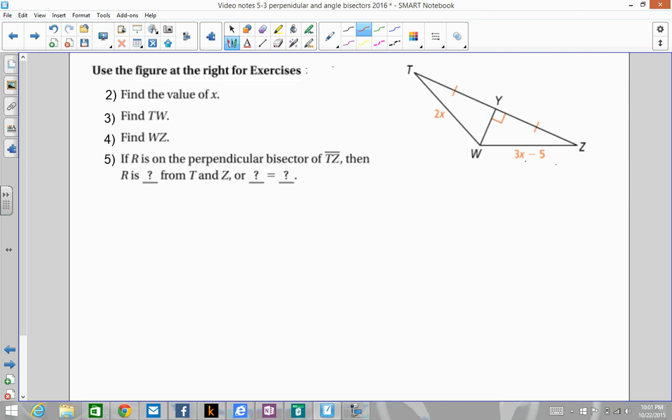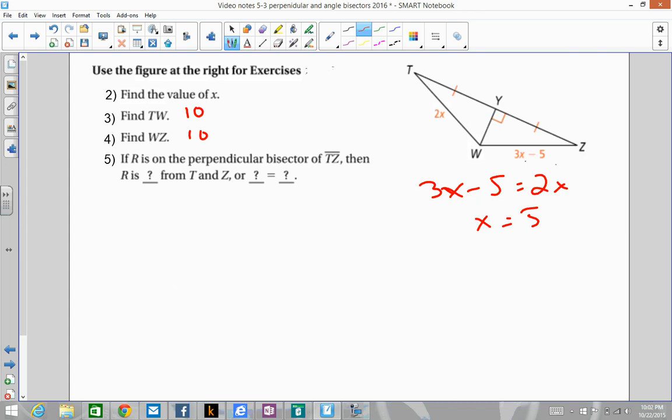All right, so the first thing we want to see here is, we look at the figure, and this is a perpendicular bisector. So if it's a perpendicular bisector, that means 3x minus 5 is equal to 2x, because any segment that's located on the perpendicular bisector is equidistant from the ends. So we get x is equal to 5. I wrote that backwards. Let me rewrite that there. X is equal to 5. So it says find TW, so TW will be 10. So let's find WZ, which better be 10 also. It's 15 minus 5, so that's 10.